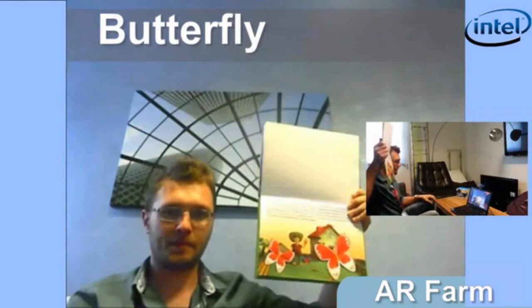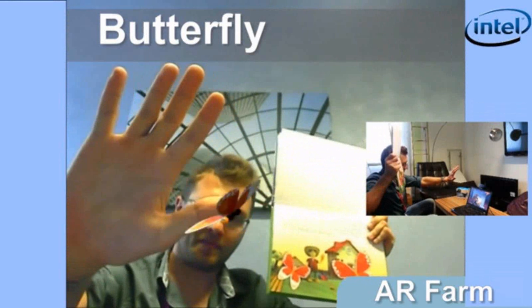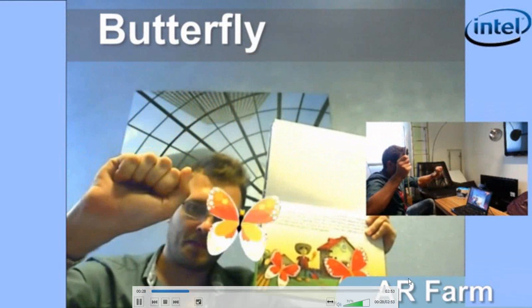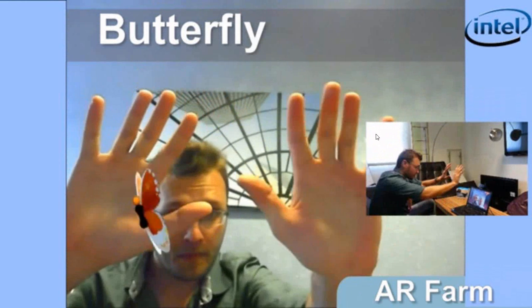Let's say this is a butterfly. This is the butterfly scene. So once the user shows the book, a virtual butterfly appears in front of the book. Let's maybe make it a bit lower because the music doesn't really contribute.